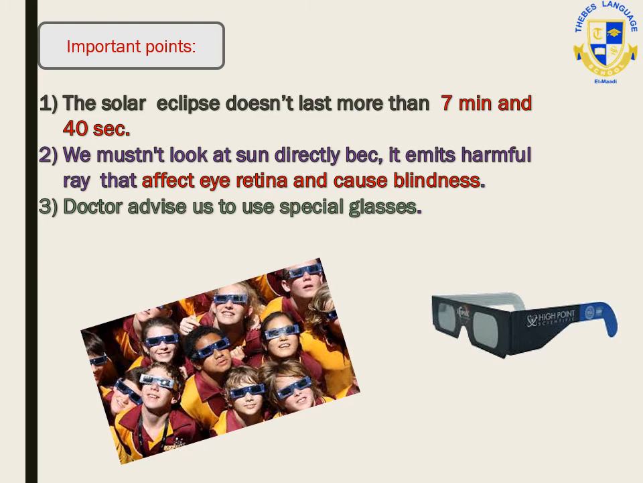The solar eclipse does not last more than 7 minutes and 40 seconds. This is the longest type of solar eclipse. Some solar eclipses are shorter. Doctors advise us not to look at the solar eclipse, because when we look directly at the sun during a solar eclipse, it emits harmful rays that affect our eye retina and cause blindness. So doctors advise us to use special glasses in case of a solar eclipse.